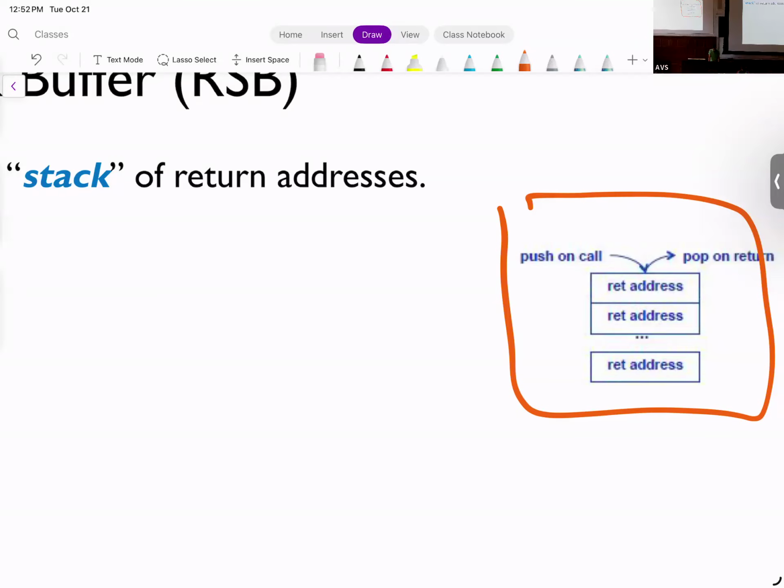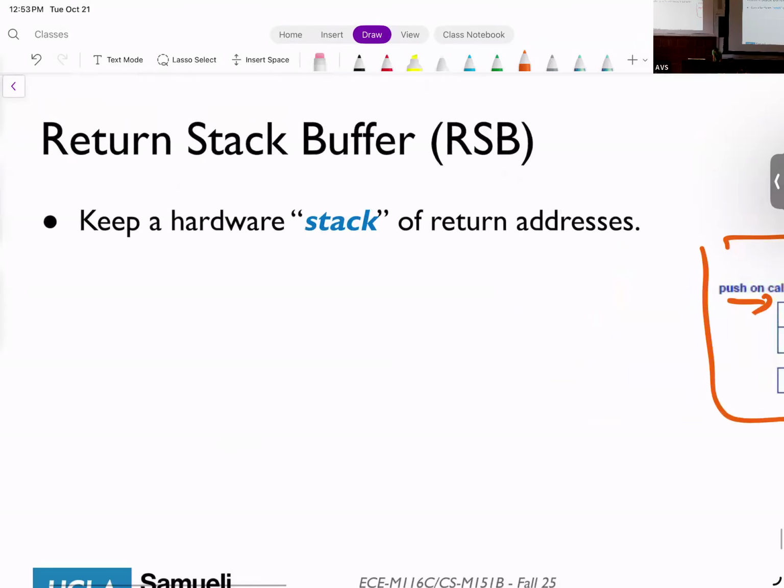Whenever I see that branch, I can basically ask my RSB to give me the address. So that would be basically the idea of return and call. Whenever I see a return, I pop it from the RSB. How do we actually design this together with the BTB?